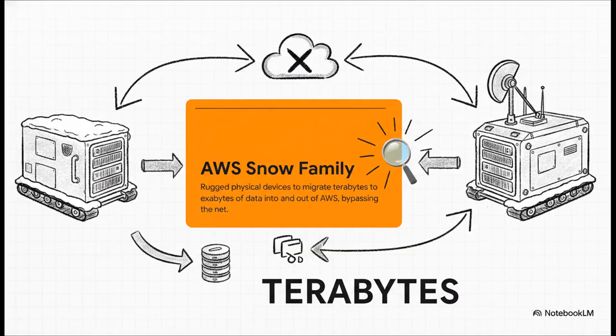And this definition right here tells you everything you need to know. The key phrases to lock in are rugged physical devices and bypassing the internet. This service isn't for when your connection is a little slow, it's for when your connection is completely useless for the amount of data you have, which could be anything from terabytes all the way up to exabytes.